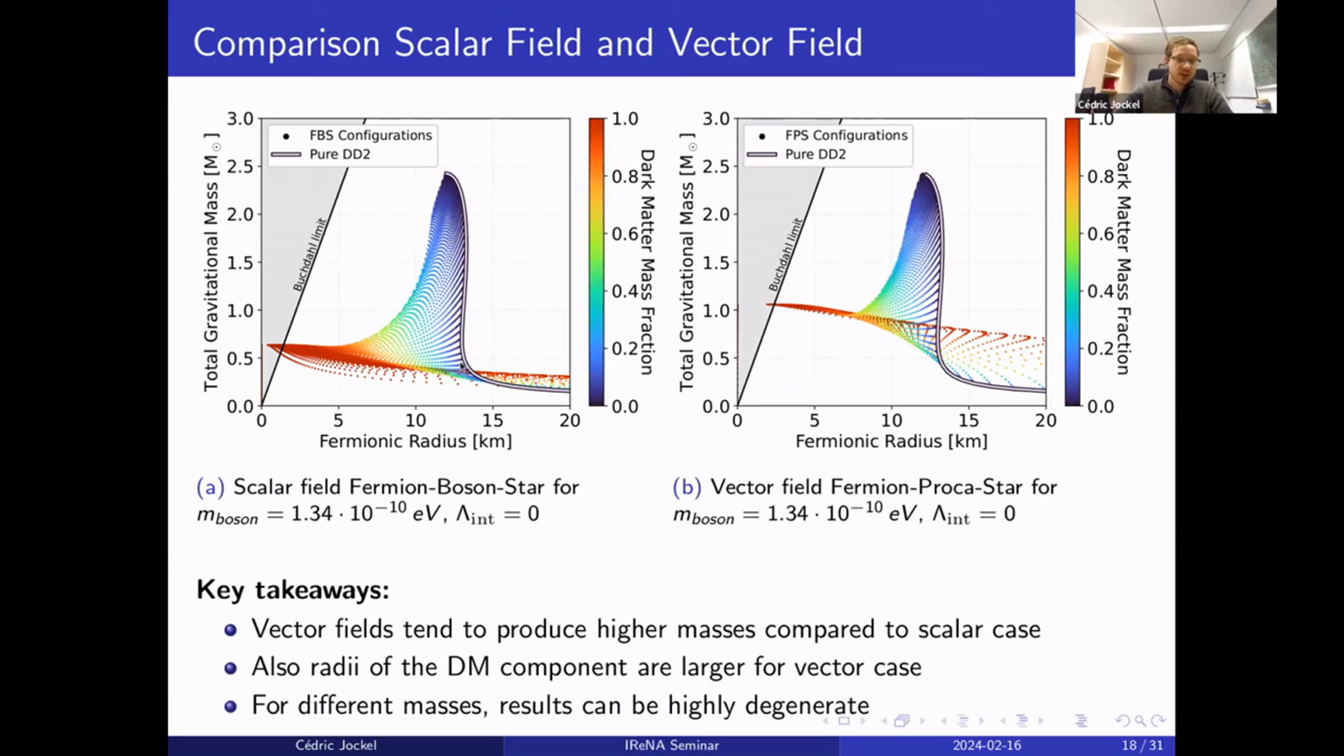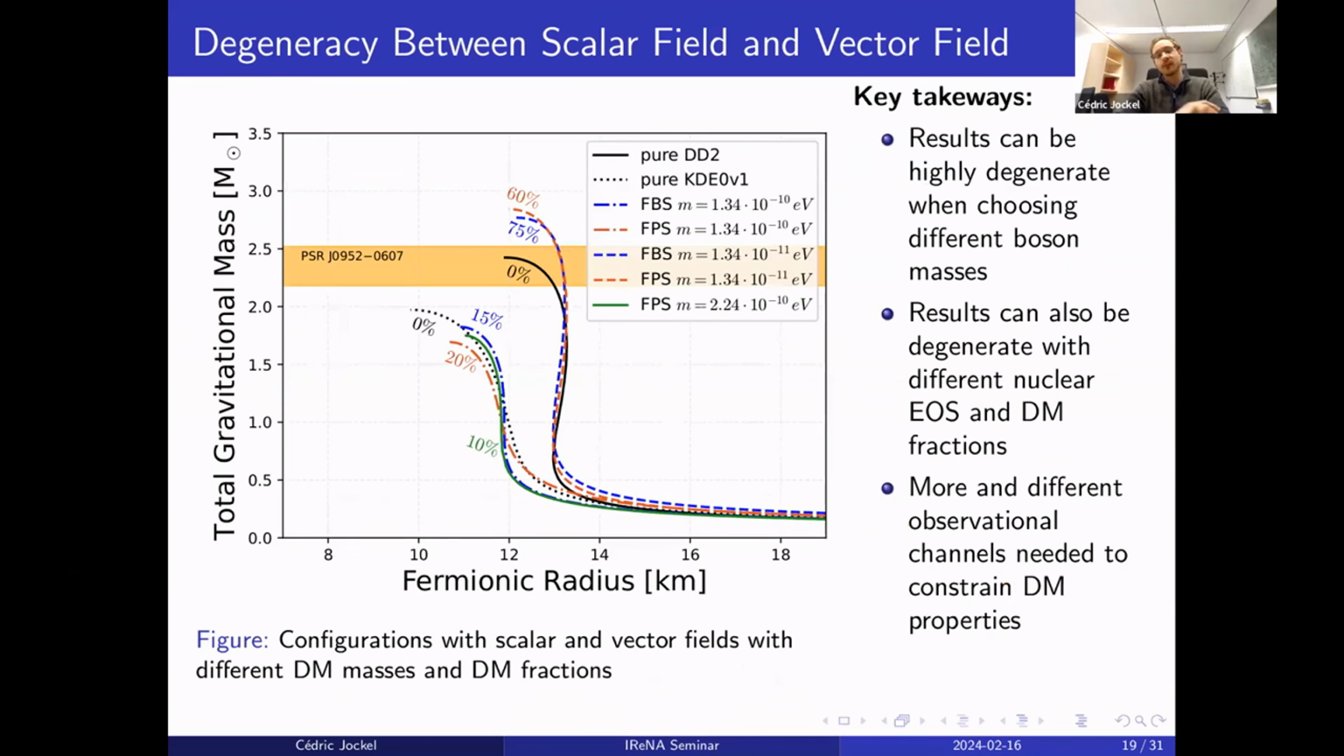But this also means that, let's say we measure one specific point at 10 kilometers and 1 solar mass, and then we see that both the vector field and the scalar field case do cover this specific measurement. Then we might not be able to tell if it's one or the other at all. So if we continue on this endeavor of finding degeneracies, we can get something like this. Here I played around a little bit with different percentages of the mass being dark matter, and also different masses of the dark matter particle. And here the blue lines are for the scalar field configurations, and the orange lines are for the vector field configurations.